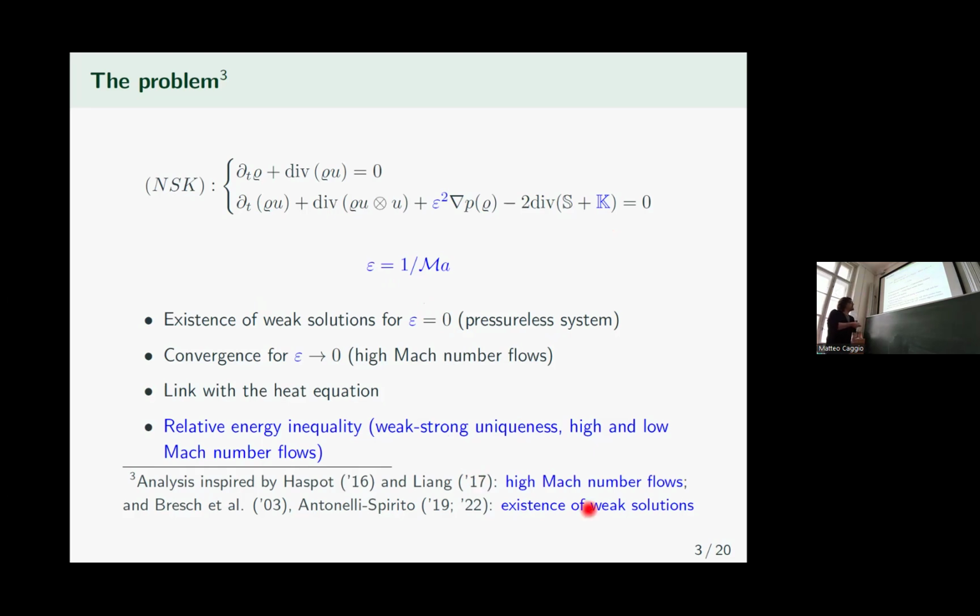And also to study a low Mach number flow, so the opposite limit, and to study also some properties connected with the heat equation in the pressureless limit. So this was basically the framework that, from a few years ago, 2021, up to now, we are studying. There is something already proved, something that was recently proved, and something that is in progress.